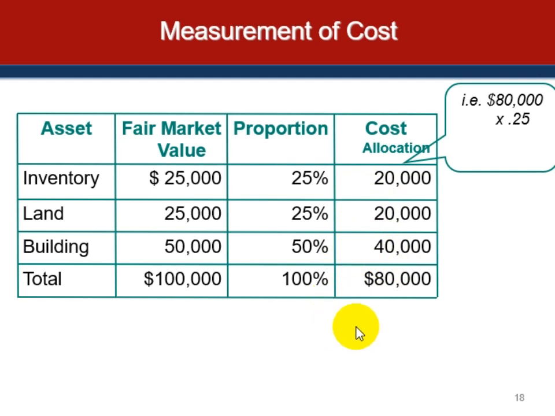Of course, that's rather important in terms of your future income, because the building is deductible over time. The inventory is expensed as soon as you sell it, so it's cost of goods sold, and the land would just sit on your balance sheet without changing because it's non-depreciable. So it makes a difference, and the accuracy of this calculation is fairly important.